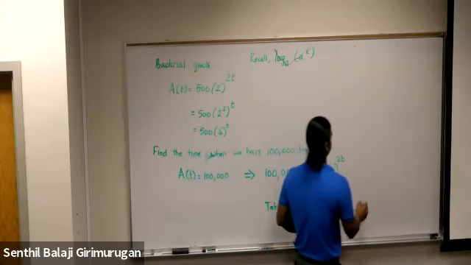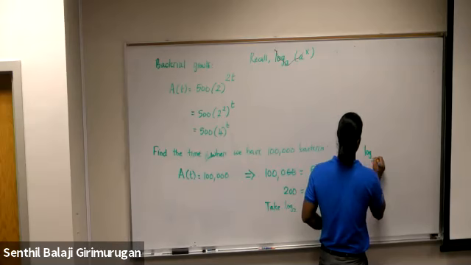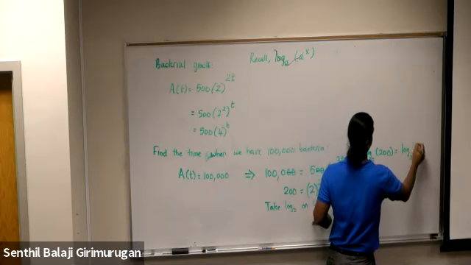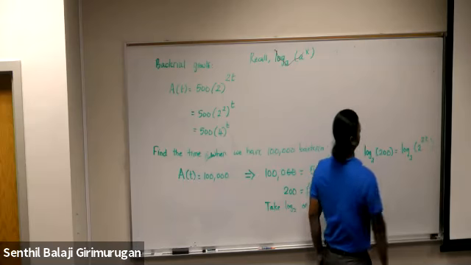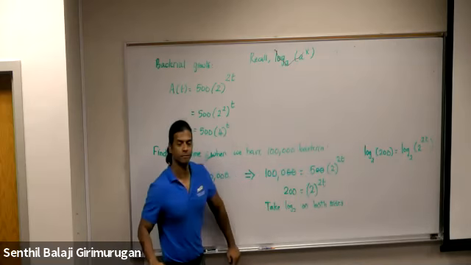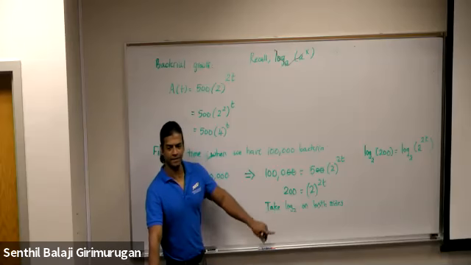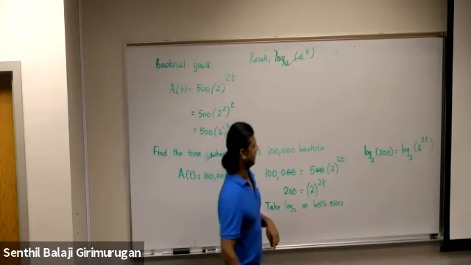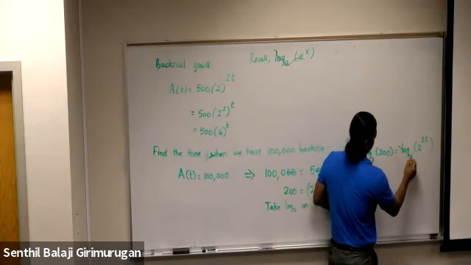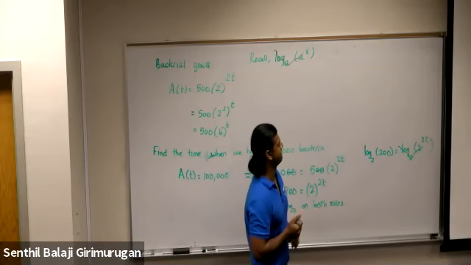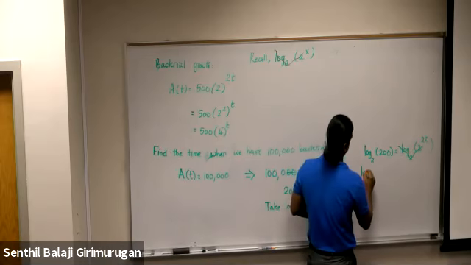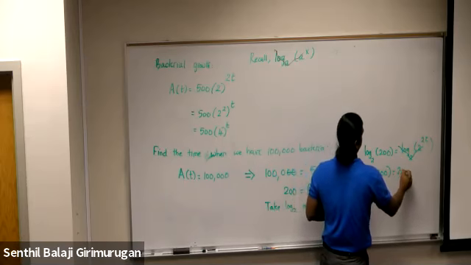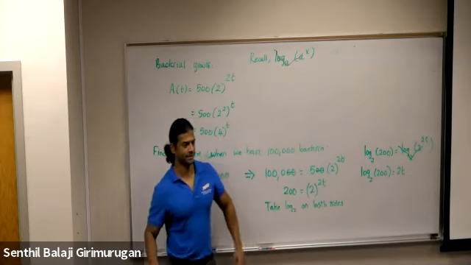So I would have log base 2 of 200 equals log base 2 of 2 raised to 10t. Can you still see? Other side, can you see? Okay. Those two will go away. And we have that.